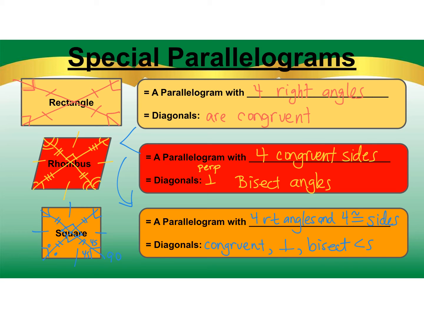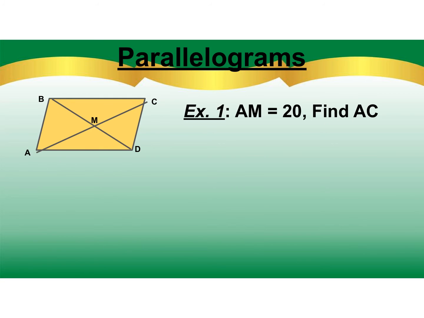A rectangle has 4 right angles. A rhombus has 4 congruent sides. And put them together, a square has both of those: 4 right angles and 4 congruent sides. So let's try to apply some of these properties.